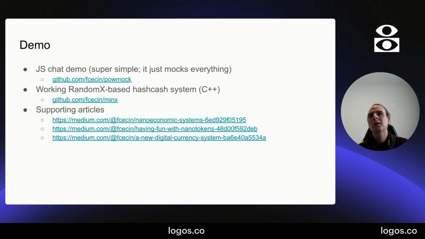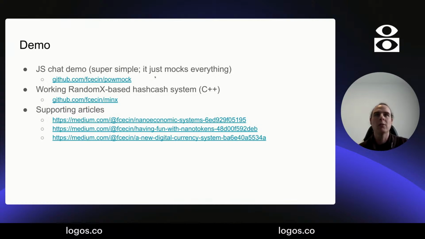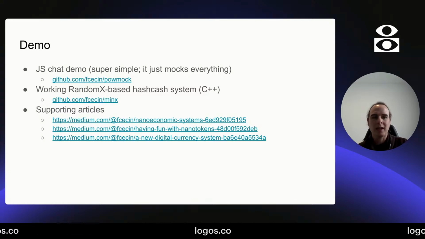I have a super simple chat demo. It's actually mocking everything, so it's not even connecting to Waku or running the proof of work. It's just showing what the user experience could look like. I have a working RandomX miner system working at this URL here. It's implemented in C++. And there are some supporting articles on this idea that I called nano economies. So you have these very small value proof of work tokens, and you can use that to bootstrap using services and writing games that have very small value tokens that are nevertheless rate limiters and scarce.